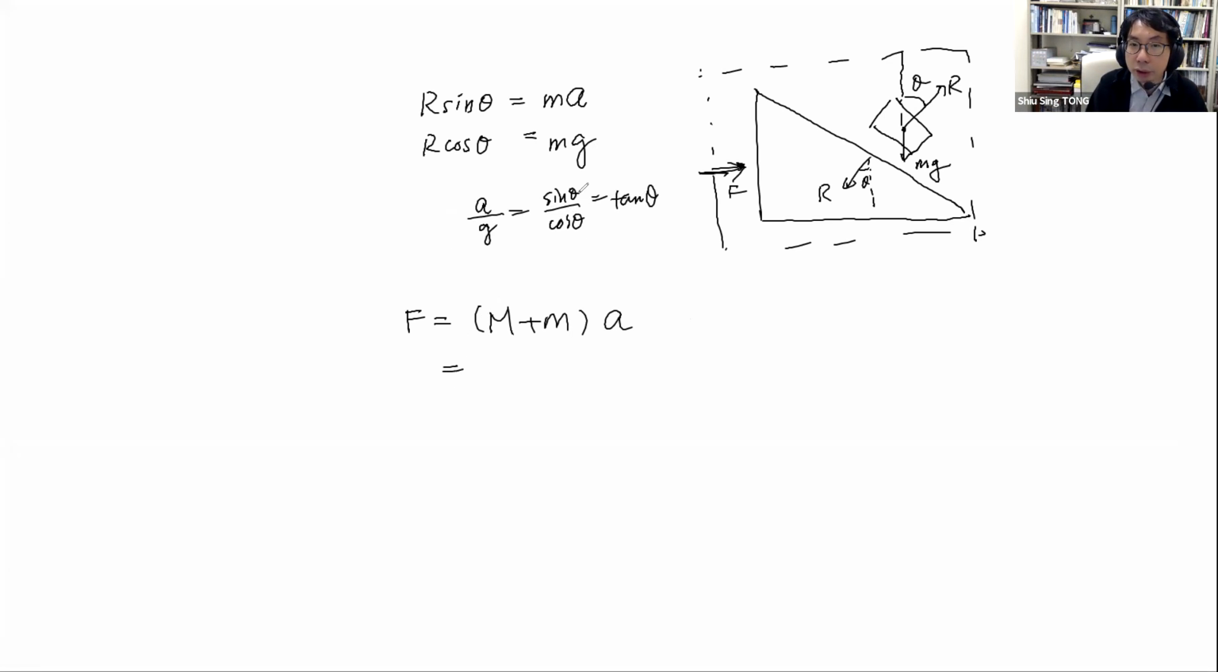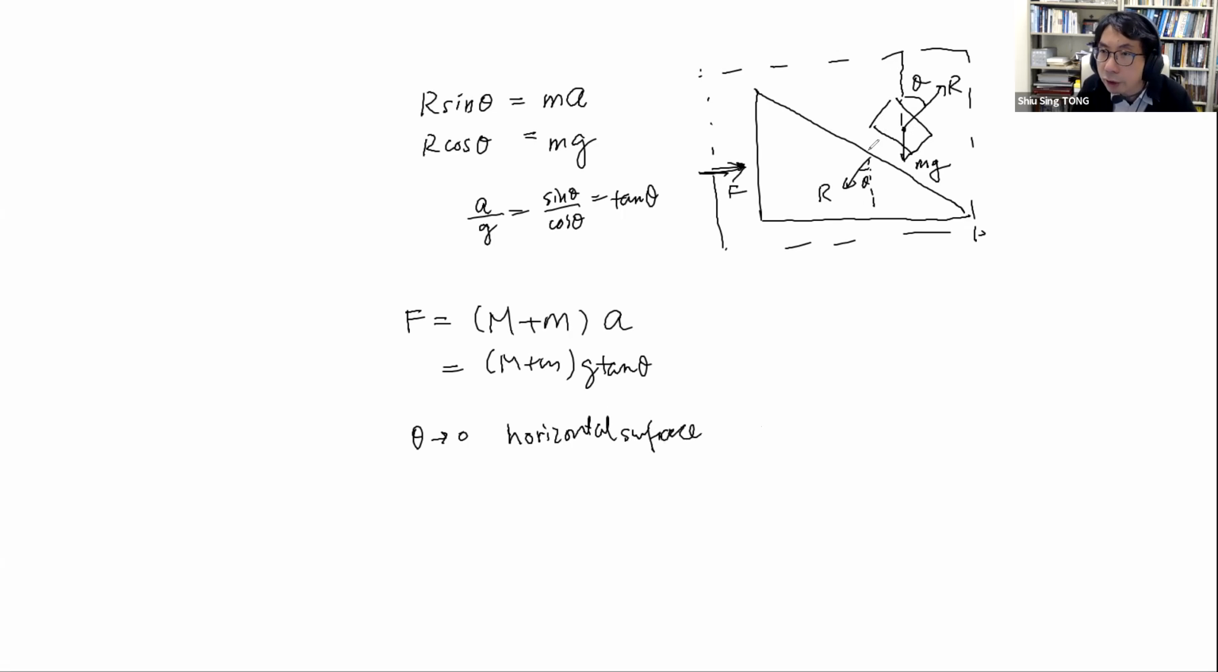You now have a equal to g tangent theta. So you have (M plus m) g tangent theta as the answer. Is that right? Now, let's check whether this answer is reasonable. Do you think this answer is reasonable? Let's check for the special case. The special case is when theta tends to 0. The wedge is actually horizontal, right? So that is the condition for a horizontal surface, right?